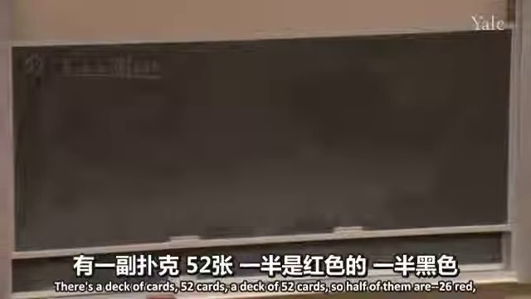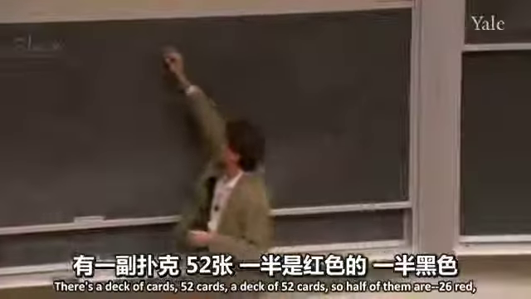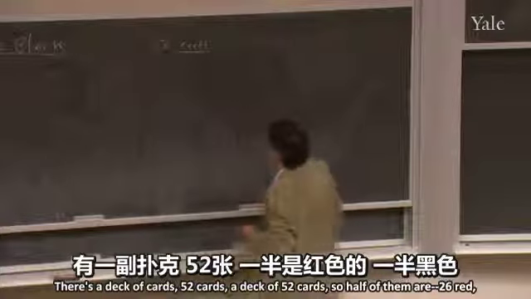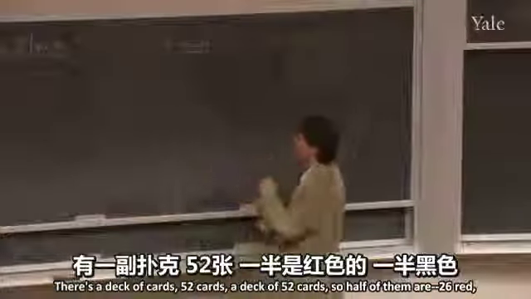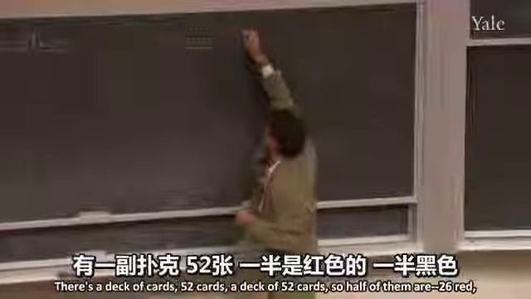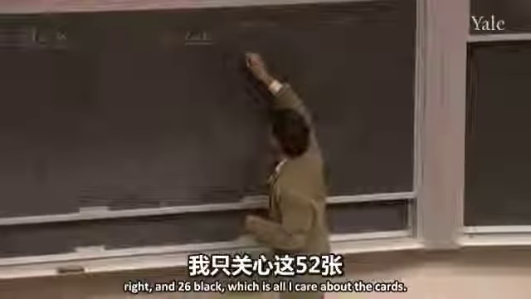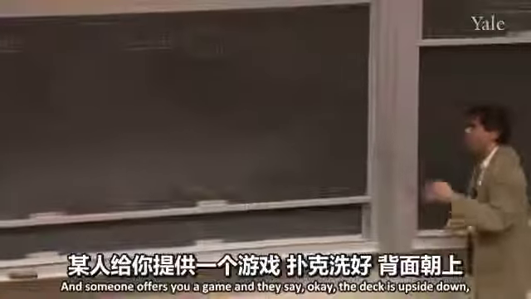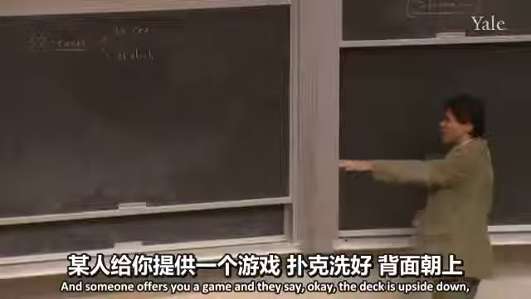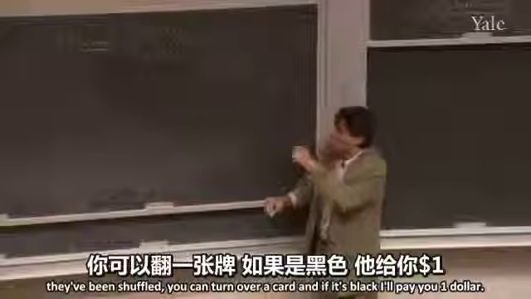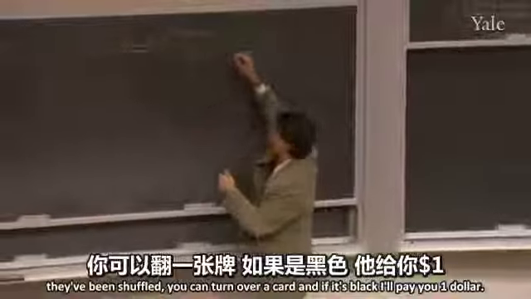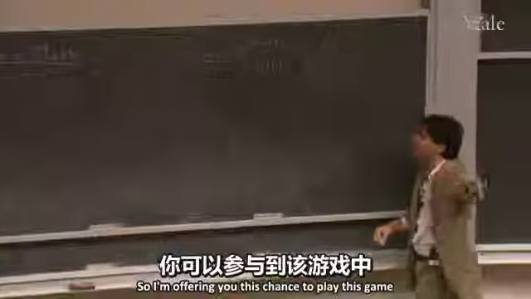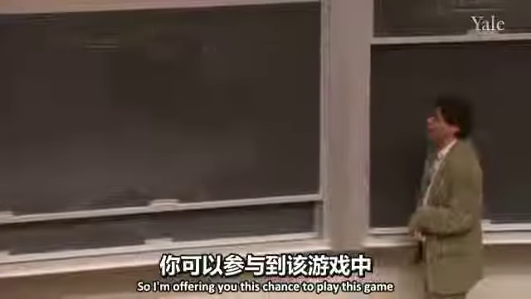There's a deck of 52 cards. Half of them are 26 red and 26 black, which is all I care about. Someone offers you a game, and they say, OK, the deck's upside down, they've been shuffled. You can turn over a card, and if it's black, I'll pay you $1. If it's red, you have to pay me $1.